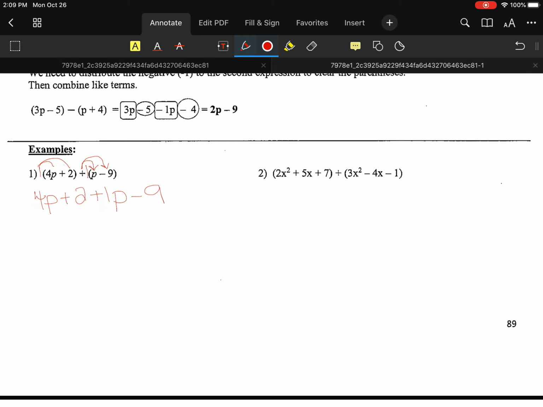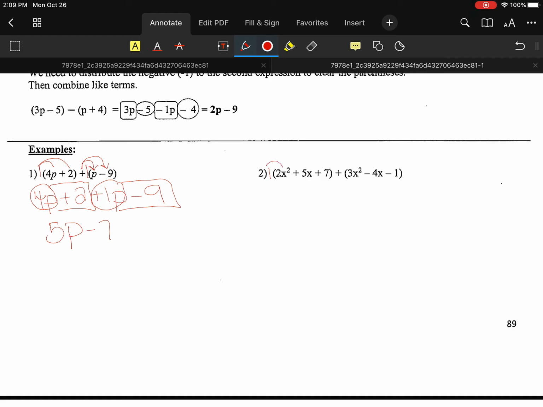Now that I've eliminated the parentheses, I now can go ahead and combine like terms. So 4p plus 1p is my 5p. And then my constants 2 and negative 9 will give me a negative 7. So I now have 5p minus 7. Problem number 2. Again, I have to eliminate those parentheses by using the distributive property. I'm going to put in my 1.